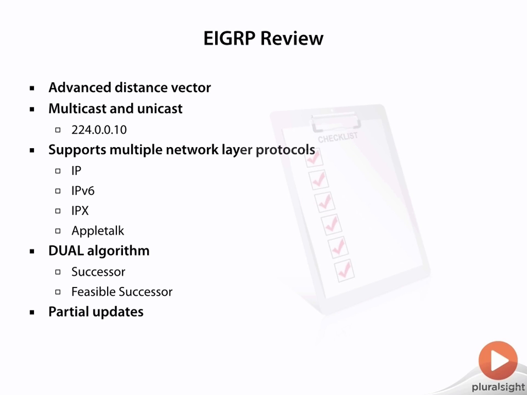EIGRP does partial updates. Rather than sending the entire routing table, we can send partial updates, and it's just much more efficient.